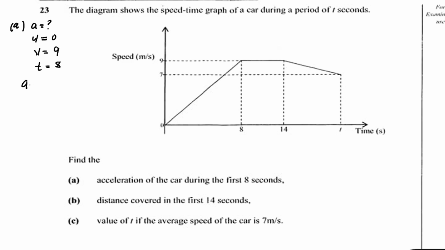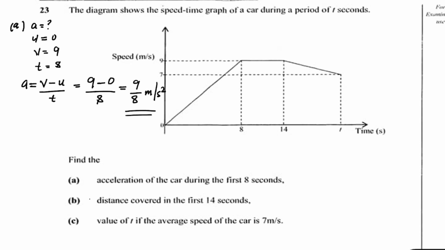So we know the formula is acceleration is equal to final velocity minus initial velocity divided by time. So our final velocity being 9, our initial being 0, then divide by 8. So 9 minus 0, the answer is 9, then over 8. So you can say the answer is 9/8 meters per second squared. That's the answer for A.